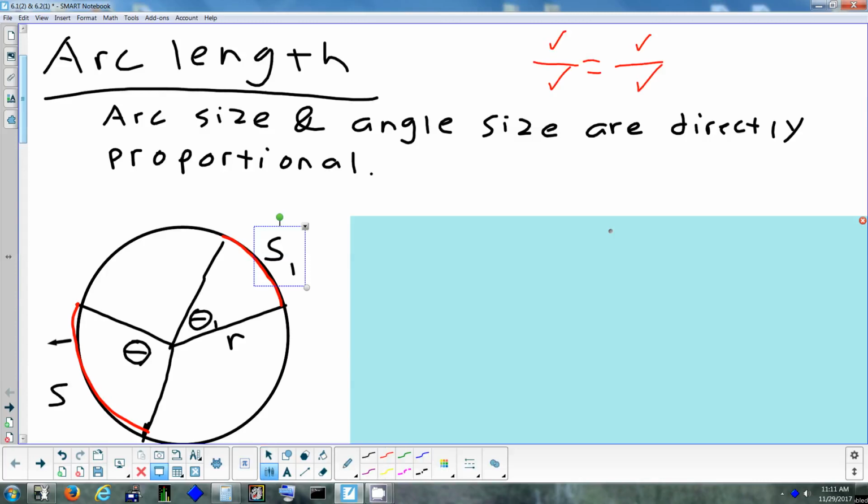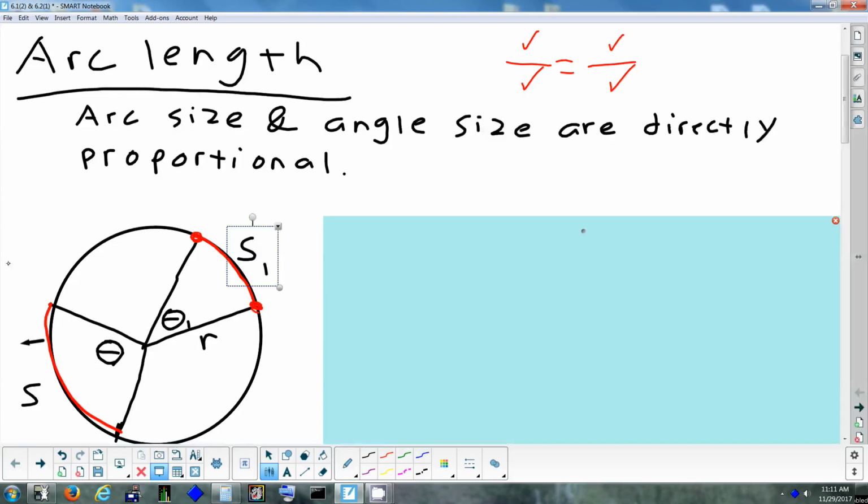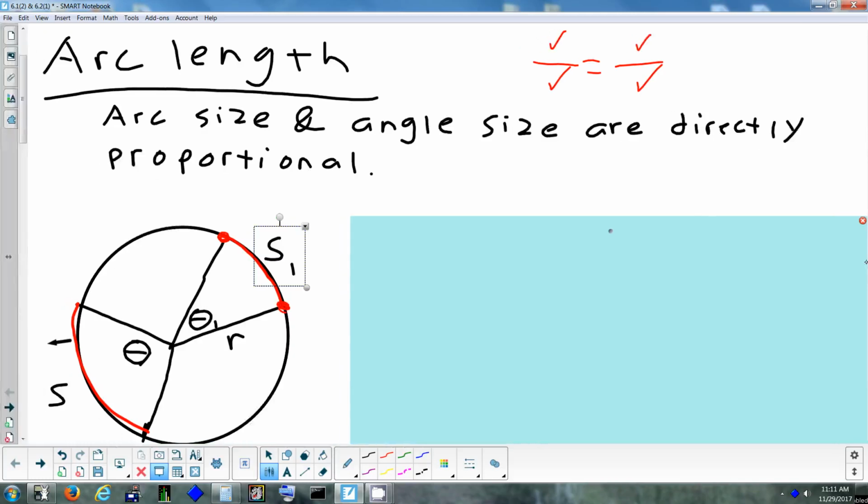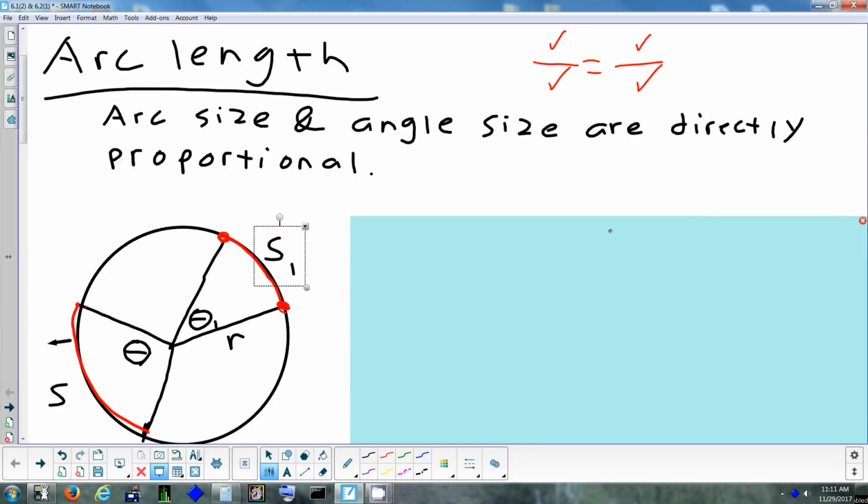I have inside the angle that's on the right, that's theta 1. The rays of that angle come out, hit the edge of the circle right there. I connected the arc between those two points. I'm going to call that arc S1. Then on the other side, I drew another angle, which I'm calling theta. The sides of that angle come out, hit the circle right here, and I connected the arc between those 2 points. I'm calling that arc S. And this arrow means nothing. Okay. Any question on the diagram?